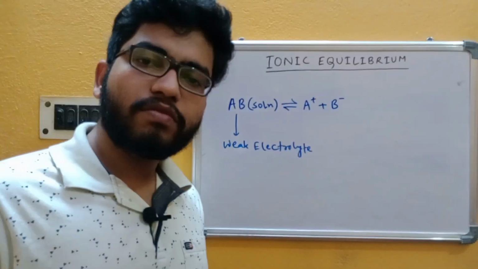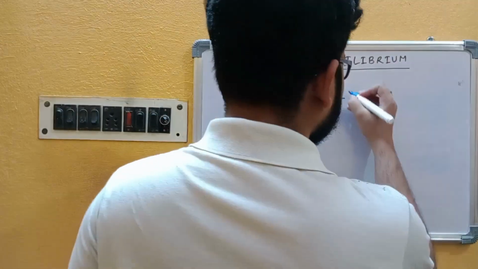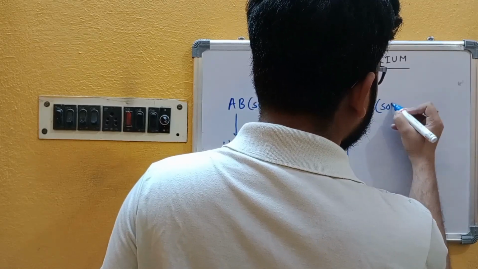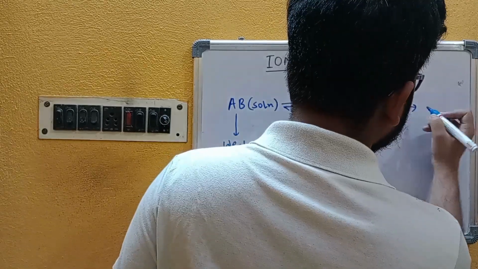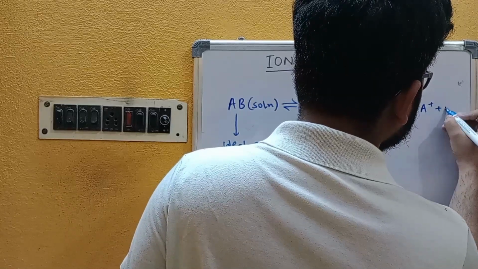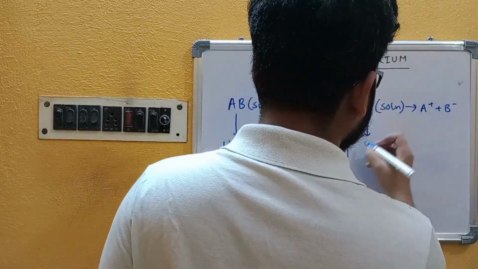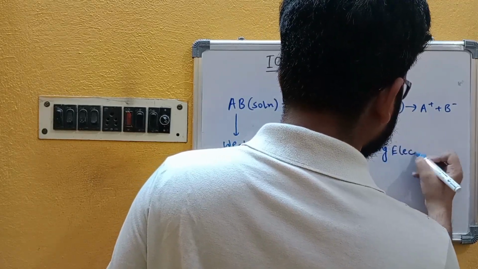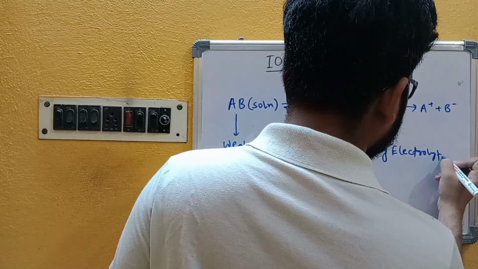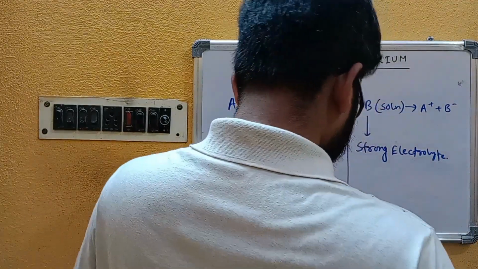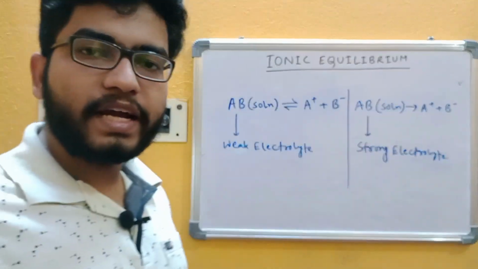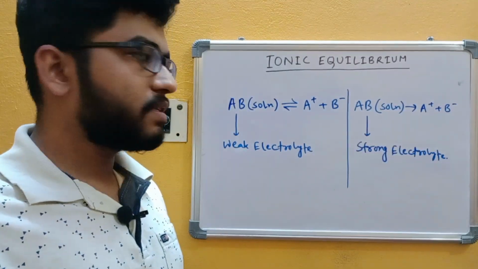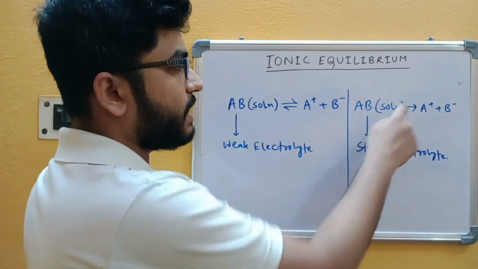Then what is the scenario for a strong electrolyte? Suppose AB is a strong electrolyte and it is in solution, it completely dissociates to A plus and B minus. As AB is a strong electrolyte, it completely dissociates to A plus and B minus. That's why we keep this single headed arrow.